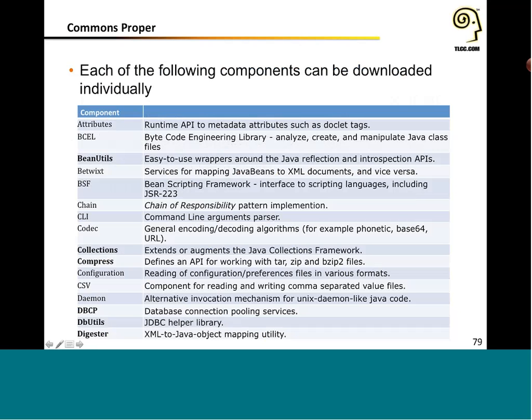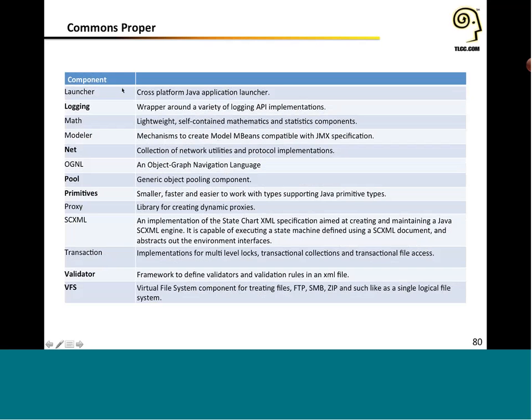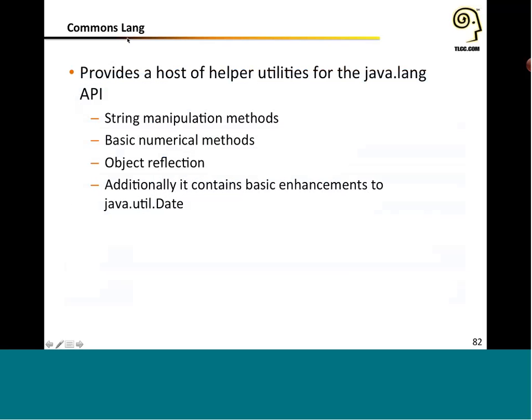Bean utils, collections, compress, DB utils. Those are ones that I use all the time. IO for IO utilities I use a lot. JXPath, Lang, extra functionality for the Java Lang classes. Java logging, net for network connections, pool, primitives, validator, VFS. Okay? Commons Lang provides a lot of string manipulation, numerical methods, object reflection, and also makes dates a little bit easier.